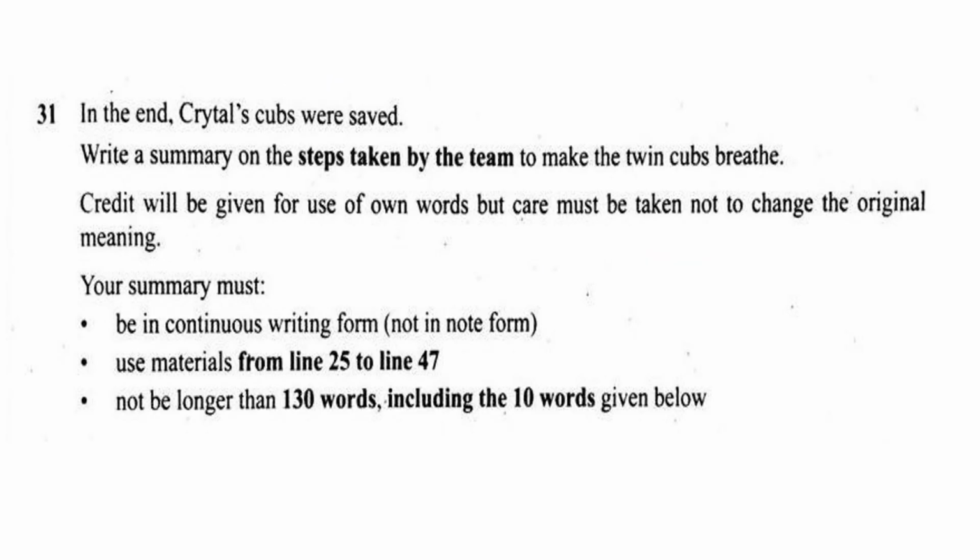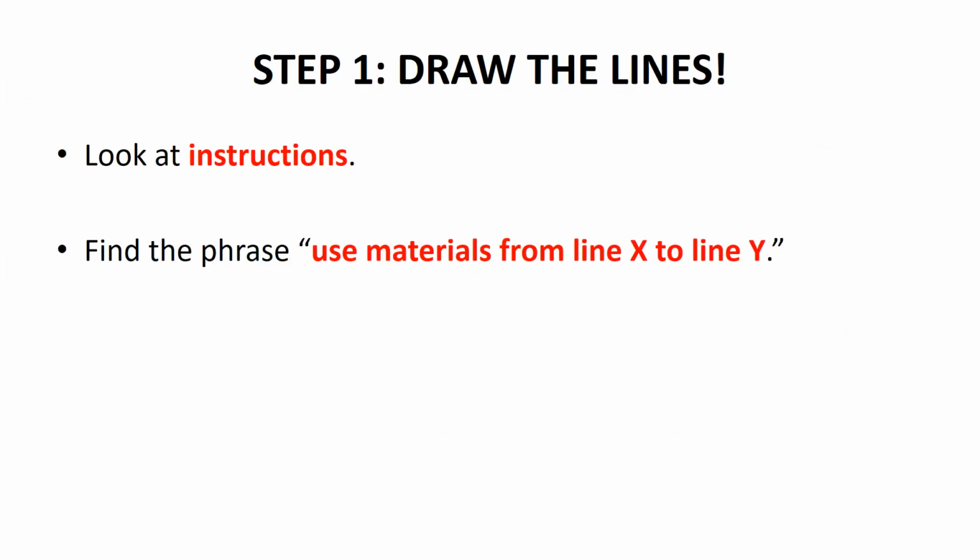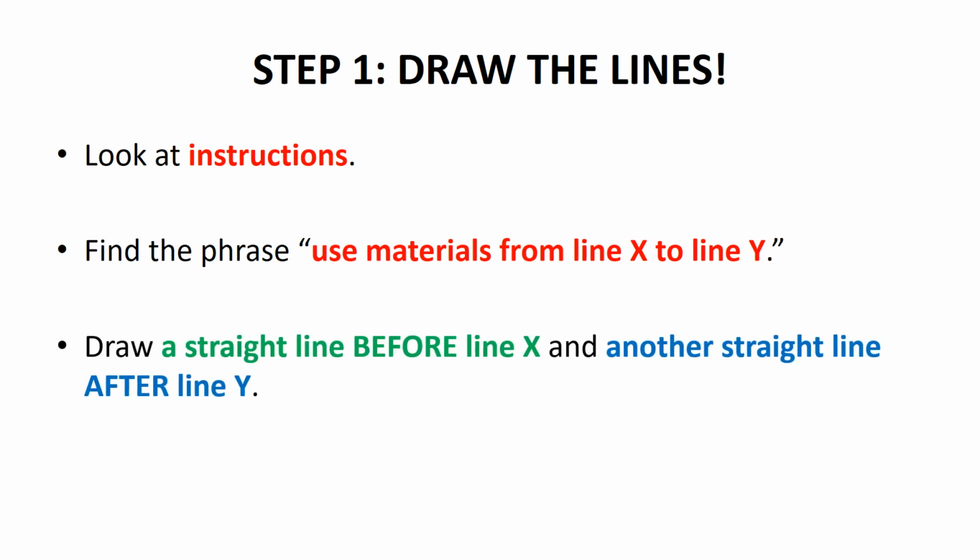So this is the question. Remember the instruction. Look for line X to line Y. So yeah, that's the one. From line 25 to line 47. Once you know from which line until which line, what you need to do next is to draw a straight line before line X, and then another straight line after line Y.